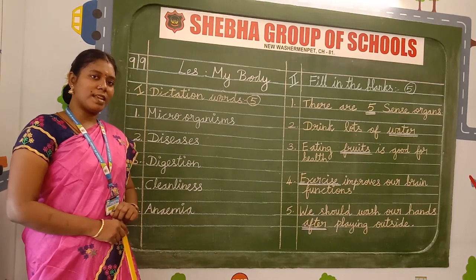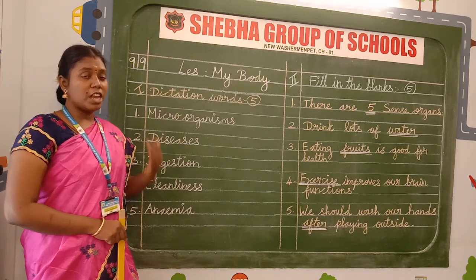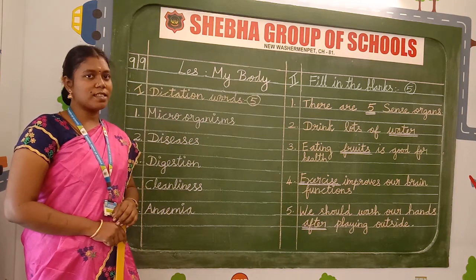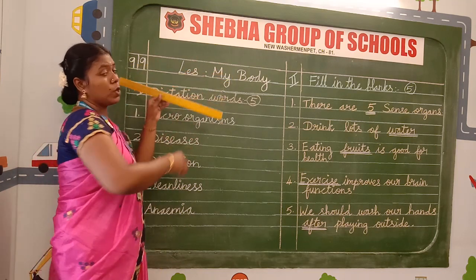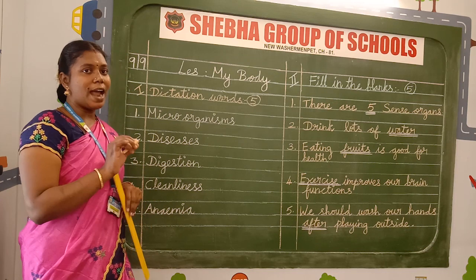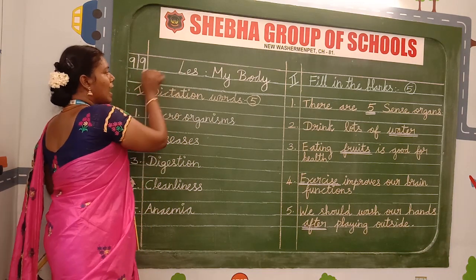Already we wrote the first lesson. Today you can write the second lesson. You can take a fresh page and sharpen your pencil first. Then you can start to write the class work. First you have to put the line by using a scale. Don't use a hand, you have to use a scale to draw the lines for the lesson topics.